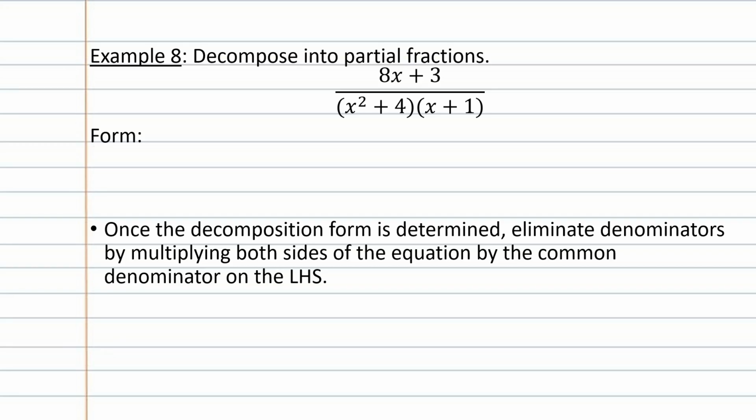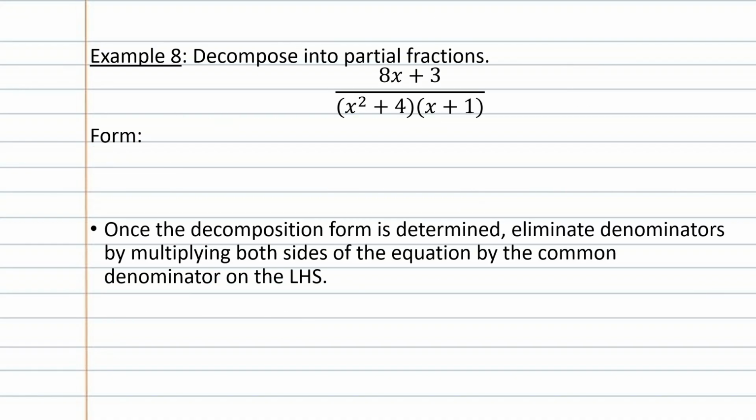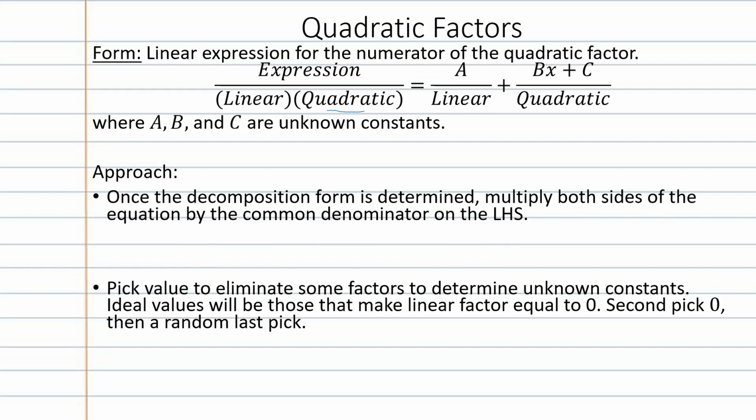All right, we want to decompose 8x plus 3 over x squared plus 4 times x plus 1. Now the difference we have here in the denominator is that we have this squared term here, not necessarily on the outside of the form itself, if that makes sense. So we have the quadratic there in the denominator, right? That's where the quadratic is coming from in the definition. And then we also have this linear term, the x plus 1. That's where our linear term is.